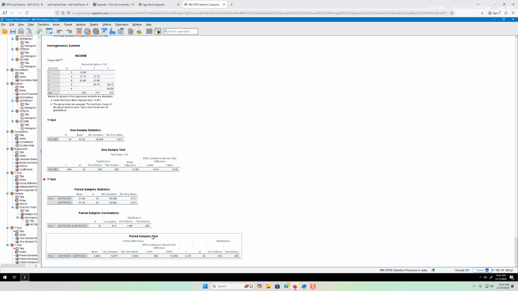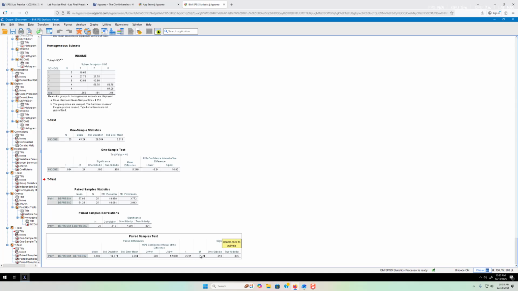Where it says paired samples t-test, we're looking for t, 2.231, and we are looking for two-sided p because we're looking for difference again. Not a direction, but just a difference. So two-sided p is 0.035. That is less than 0.05, so that is significant.